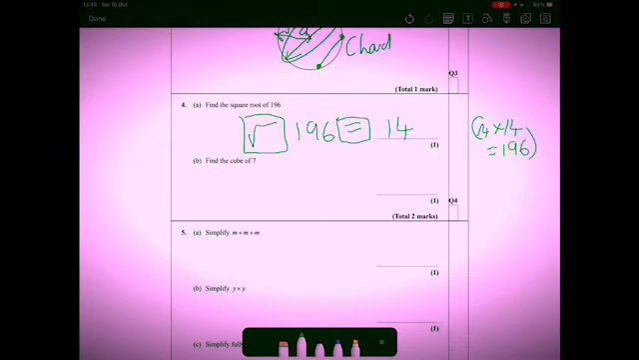4B, find the cube of 7. This is a calculator paper. It's a simple matter of just plugging this in, 343.